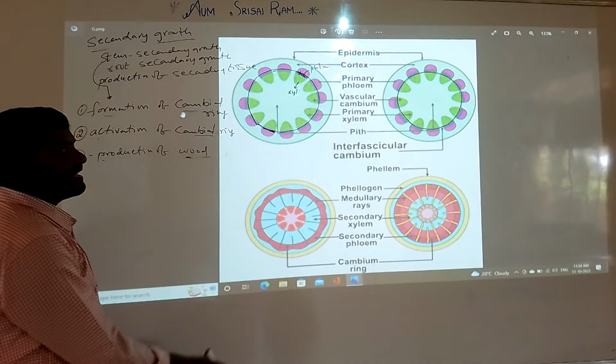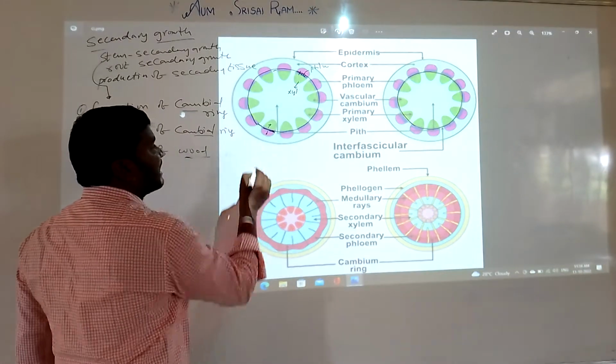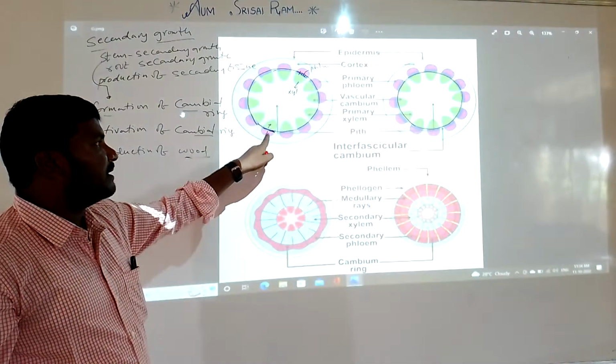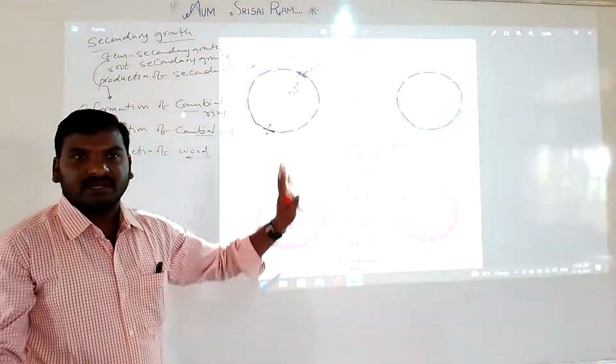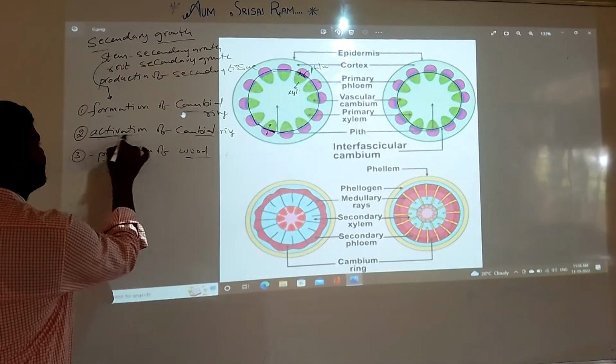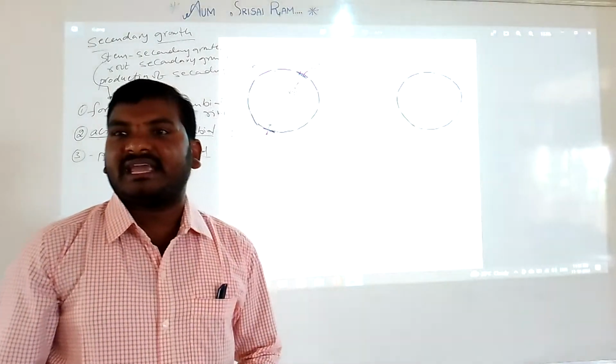Tell me where the cambial ring is present. Above the ring is phloem and below the ring is xylem. Both are present. Now the second step is the activation of the cambial ring.